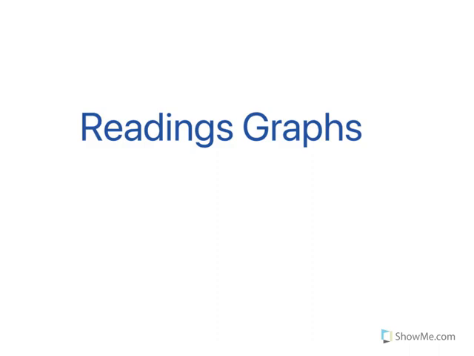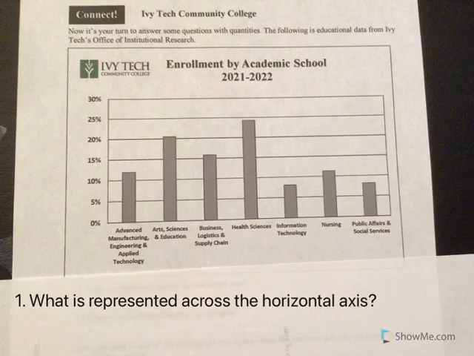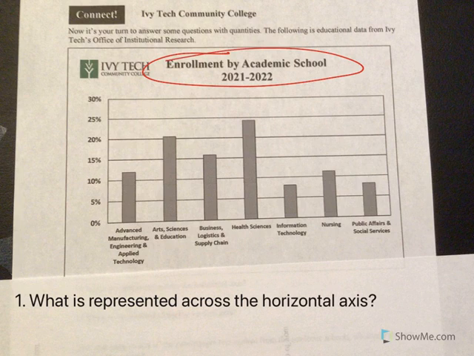Reading graphs. Now, when you're reading graphs, it's important to really look at the entire graph before you start making assumptions. So before we even answer this question at the bottom, let's just look at it. First, notice the title. Here we are talking about enrollment by academic school for the years 21 to 22. And this is at Ivy Tech Community College. Those are two things we can see just by looking at what's happening.